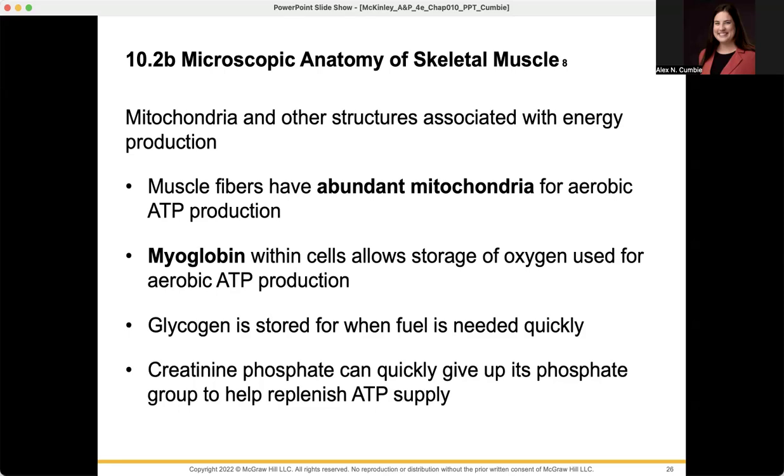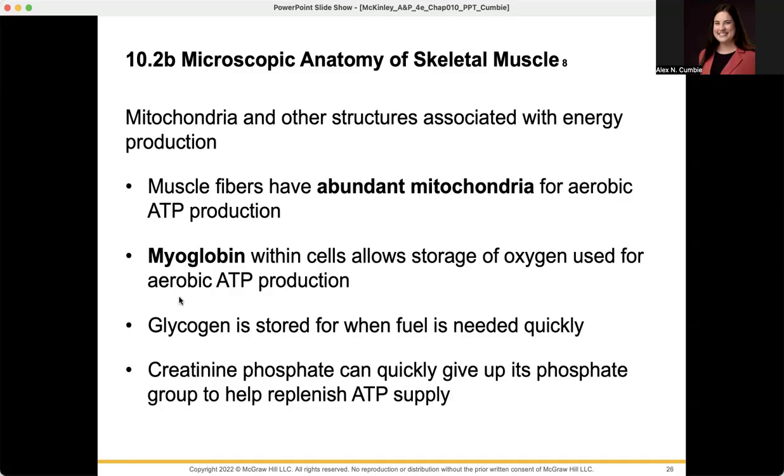Inside your muscles, there are a few other things that help this process so that we continuously have a good supply of ATP. One of which is a protein called myoglobin, and myoglobin stores extra oxygen inside the muscle fibers so that we can have a decent oxygen supply to the mitochondria so it can do ATP production. Another thing that muscles have is storages of glycogen. Remember, glycogen is a polysaccharide, so a complex sugar that can be broken down into simple sugars like glucose, which we know is needed in order to do glycolysis, which is the first part of cellular respiration.